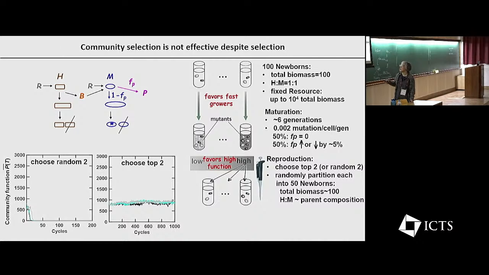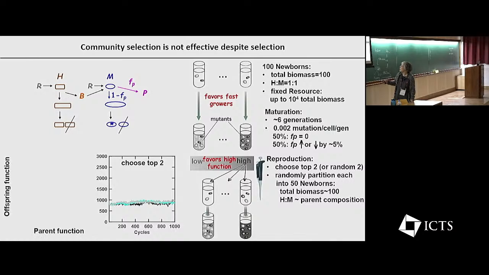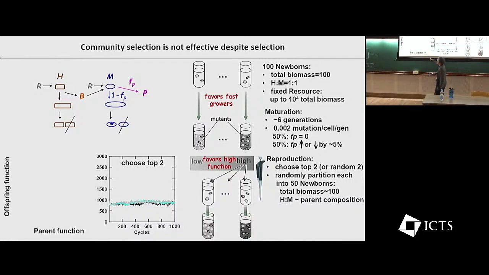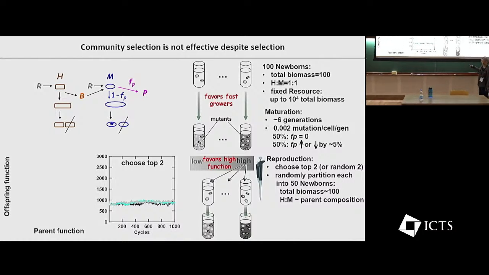So let's see. Whoops, what happened? So basically what we do is we let the top half be the parent generation, and the bottom half be the offspring generation. So we are going to check the parent function against the offspring function. This is the parent function, like this one. These will give me offspring functions, right?